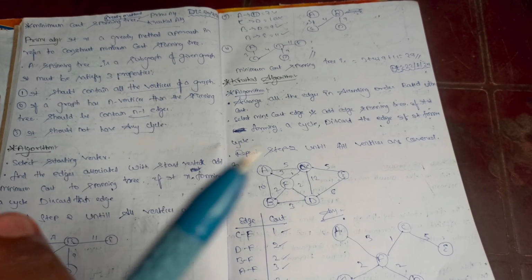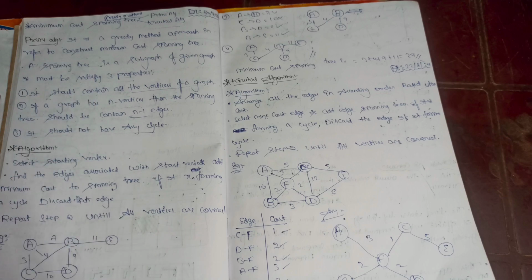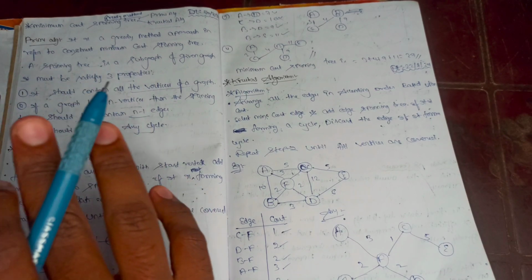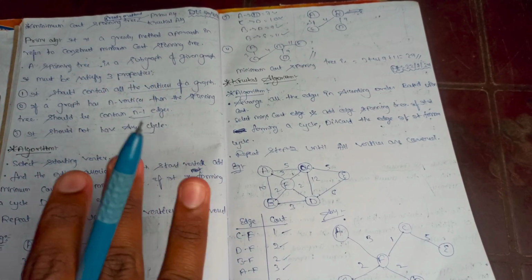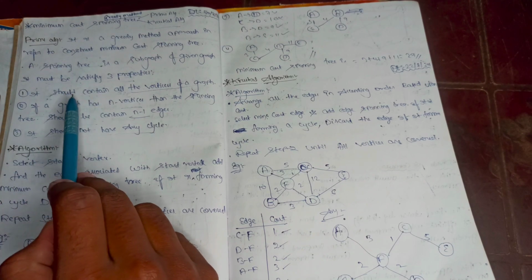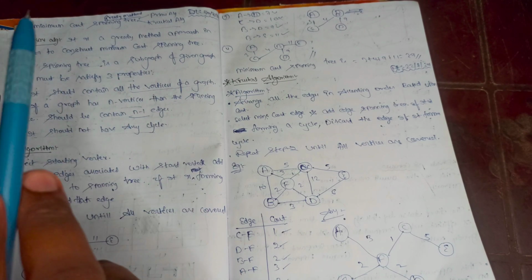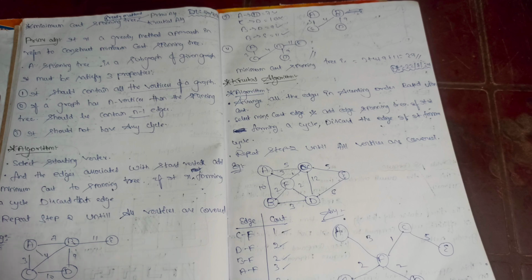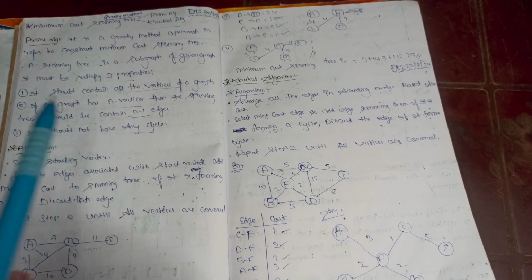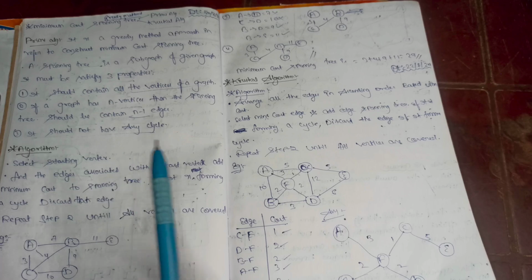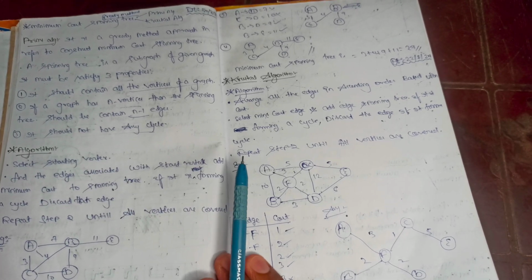So for a given graph we have to calculate the minimum cost spanning tree. In that process we have to satisfy these three conditions. The three conditions are: it should contain all the vertices of a graph. The graph which we are considering, from that graph we have to take all the vertices. We have to connect all the vertices without forming any cycle. For n vertices, n minus 1 edges should be there and no cycle should be formed. So these are the rules of Prim's algorithm.